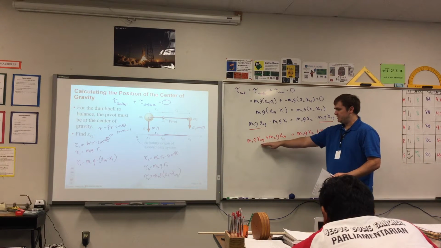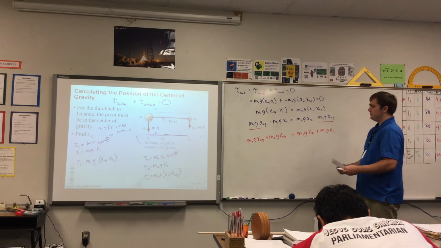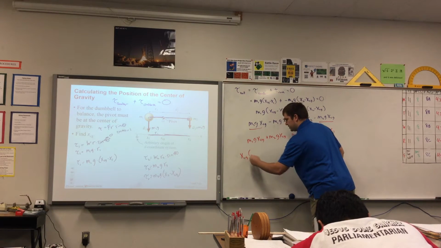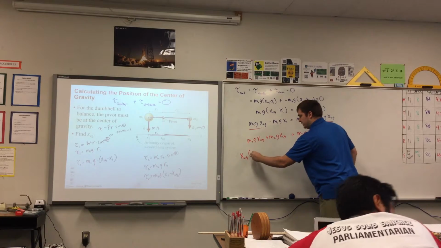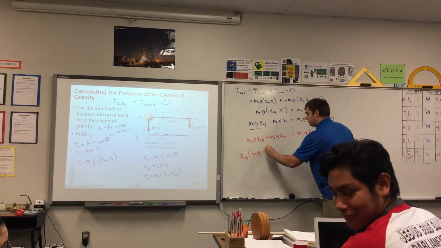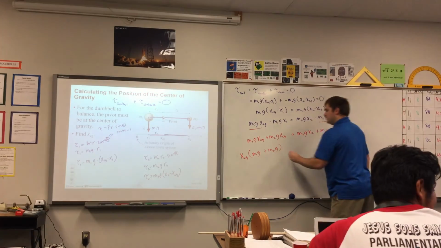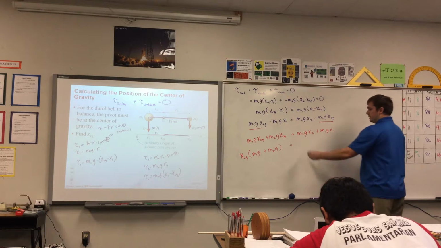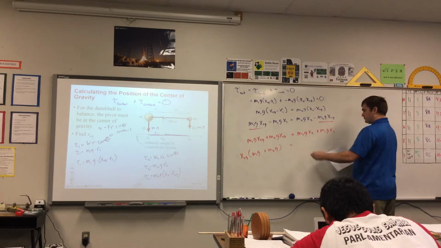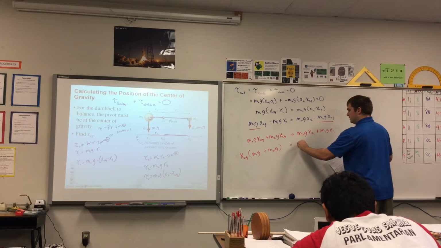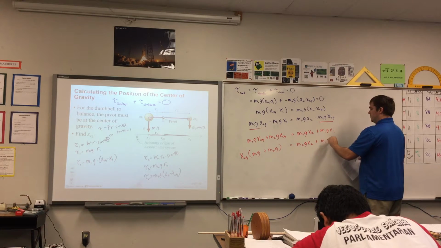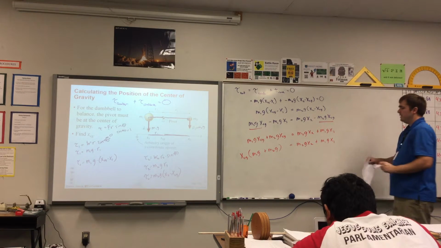Notice I have an XCG in both of those terms. So I can factor out an XCG. What's left over here is M1G plus M2G. Over here I have M2G X2 plus M1G X1.